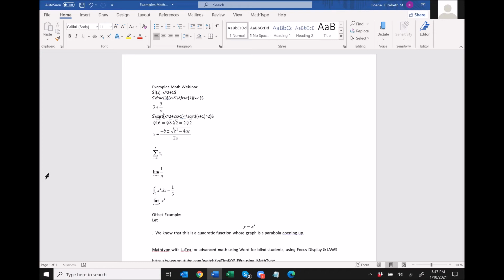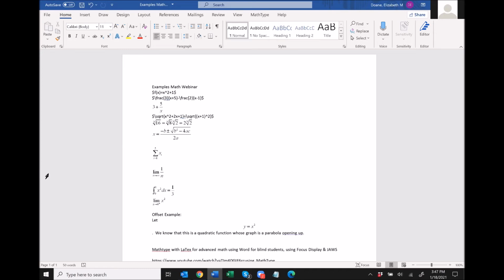SQRT, left brace x caret 2 plus 2x plus 1 right brace equals backslash SQRT left brace, left paren x plus 1 right paren caret 2 right brace, dollar. Okay, and you notice I didn't put any spaces anywhere. I didn't space with the equal sign, nothing. You just go. And when you translate it, the spacing is correct. Dollar. Okay, cube root of 16.